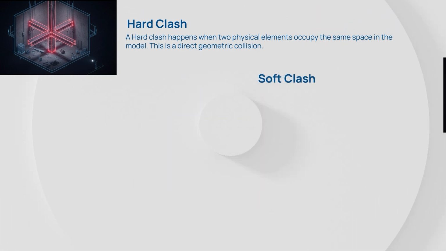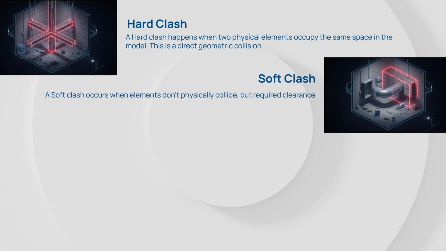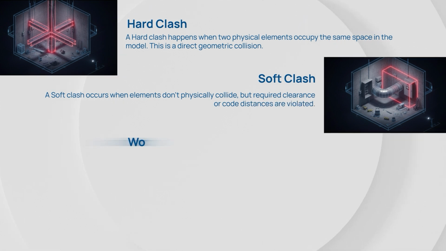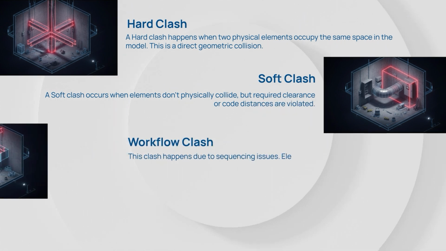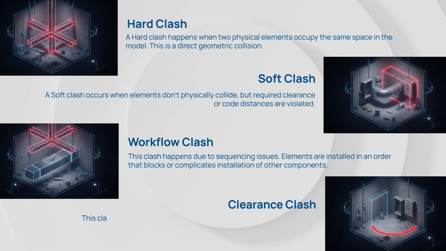Soft clashes are the clashes where we can move the equipment. We can have the clearance. It comes under soft clashes. Workflow clashes happen during the installation of equipment. Clearance clashes happen when we have clashes during the maintenance of, or access to, equipment.